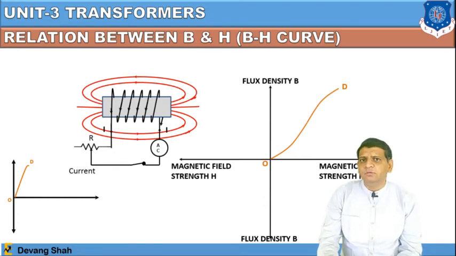Now even further from point D, I am going to increase the magnetic field strength, but still there is no change in magnetic flux density. Why? Because this particular point D is called the saturation for the magnetic flux density, right?